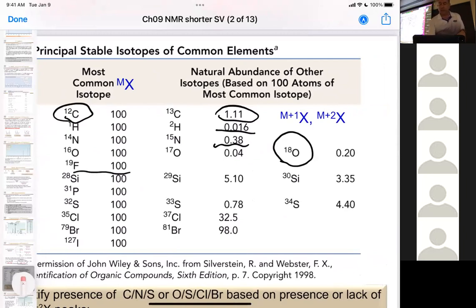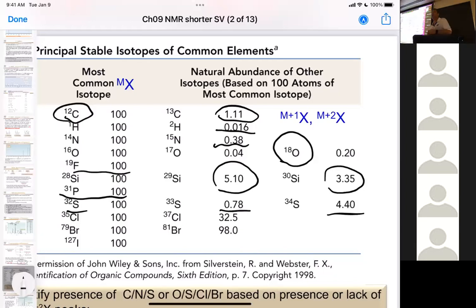Silicon actually has a lot of isotopes, including 2 that are significant. Its M+1 is 5%, and its M+2 is 3.4 or 3.35%. So you can actually see those on the mass spec. They're big enough to see. If we can see that 1.1, you can definitely see the 5 and 3 here. Phosphorus only has the 1 isotope. Sulfur has a little bit of a +1 and a lot of a +2. So that M+2 for sulfur shows up as about 4%, which is easily noticeable.